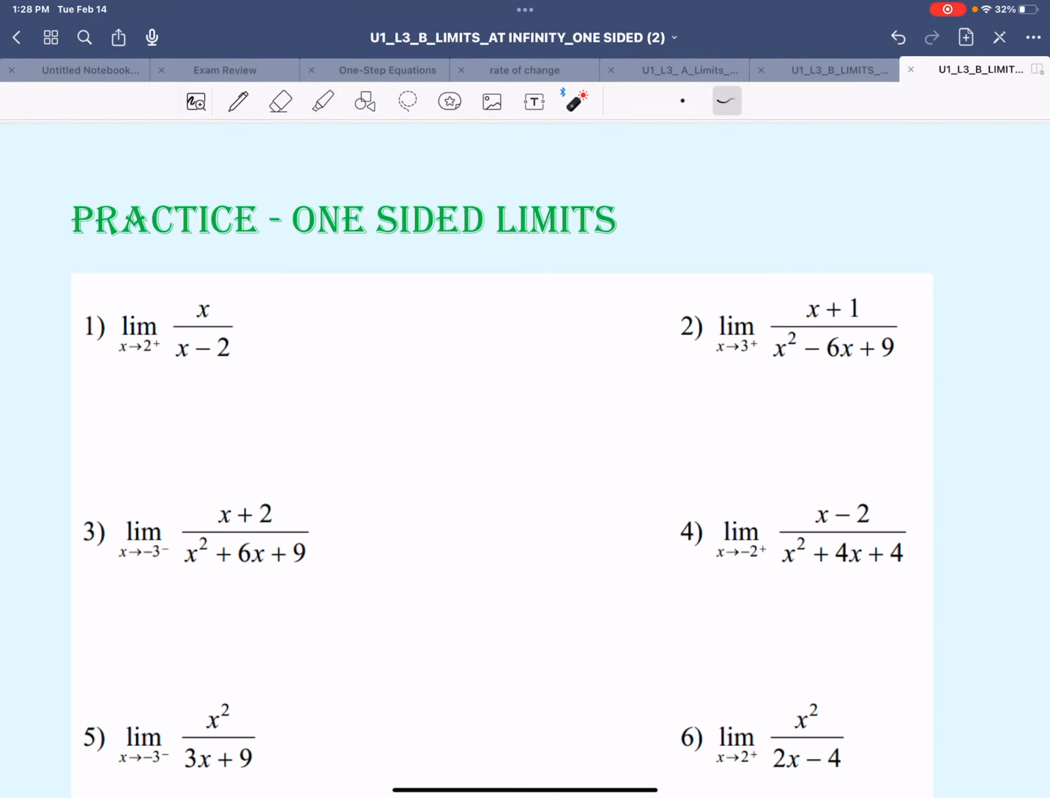Let's take a look at some practice questions from the one-sided limits lesson. So before we get started, I want to bring to your attention some operations with some special numbers. I'll start off with infinity.